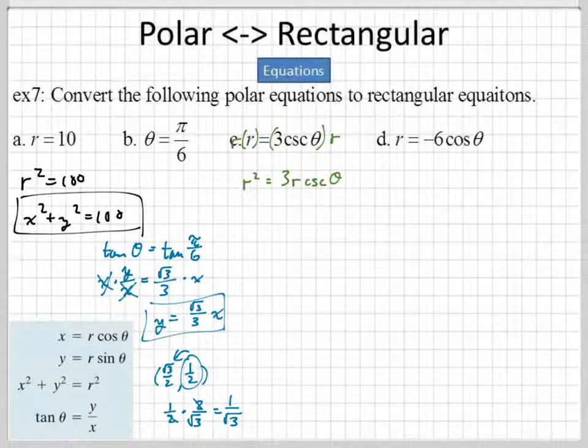Okay. Now what's another way we can write cosecant? 1 over sine. So this is 3r times 1 over sine theta. You guys got that? Okay, this is r squared right here. What do you want to do next? You want to take this out? Put x squared plus y squared? What about this side?